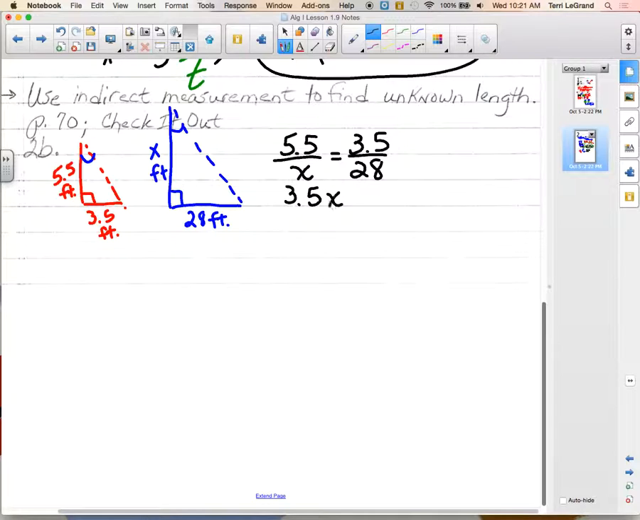Showing work first. I know what your calculators are for. You're going to take 28 times 5.5 on your calculators, don't you?